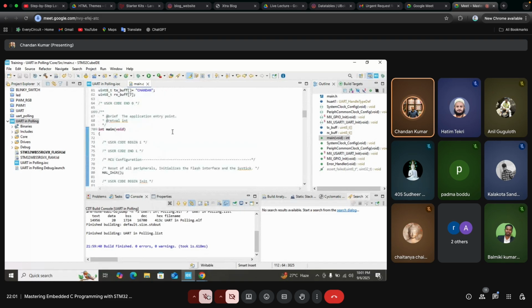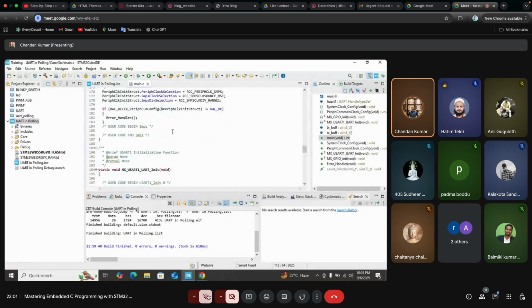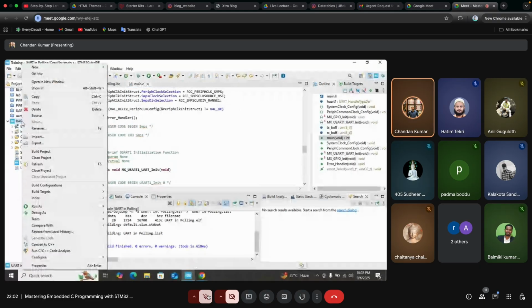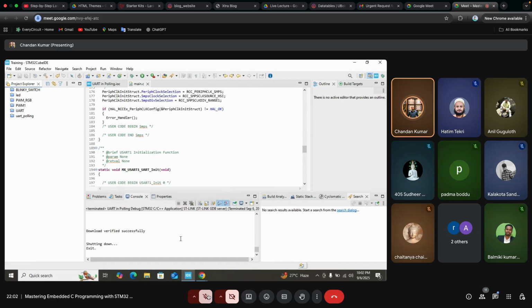That's why I'm not sharing this polling code. I have shown you all how it works and how my data is getting transmitted and received in Docklight. So just try it once at your end, then we will talk. If anyone has any issue, you can speak, or I'm going to delete this project.